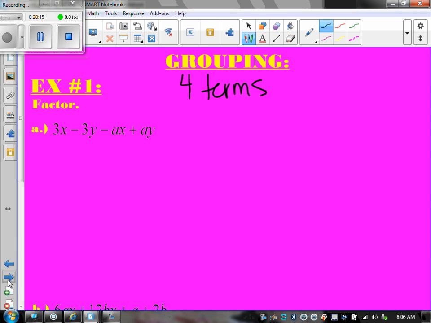I notice that there are 4 terms. So what I'm going to do is try to group it, it's called grouping. You take your first 2 and your last 2 and you make their own little groups. So you group the first 2, you group the last 2. And now let's just look at individual groups. If you look at this group, just this group, what do you notice in this group?